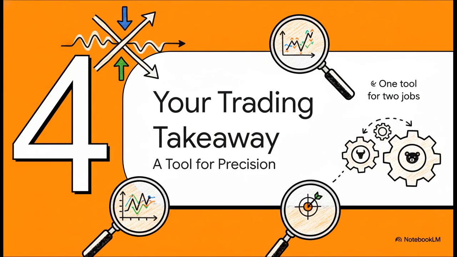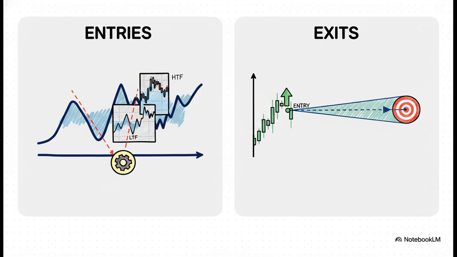So let's wrap all this up and really boil it down to the most important takeaways. It's really all about using this one tool for two very precise, very different jobs. When you're looking for entries, its power comes from that alignment, getting that small lower time frame measurement to sync up perfectly with a major higher time frame level. And for exits, its power is in projecting a totally logical target based on the specific price action that got you into the trade in the first place. It's a complete system for both getting in and getting out.